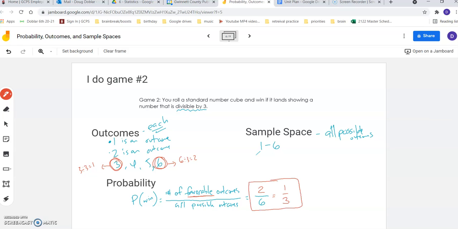So in this case, this game's a little bit less likely than the last one. The last one you had a 1 in 2. This one you have a 1 in 3 chance of a win, so the other game is more likely to win. So I would probably pick that one.